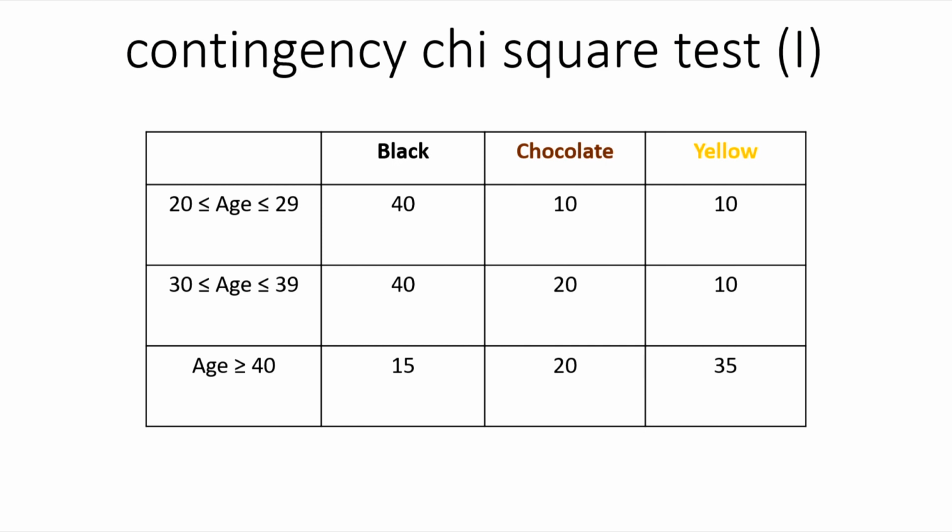To answer this, I need to test the null hypothesis that there's no relationship between pup colour choice and age, i.e. the two categorical variables are independent. This is where the Contingency Chi-Squared test comes in.